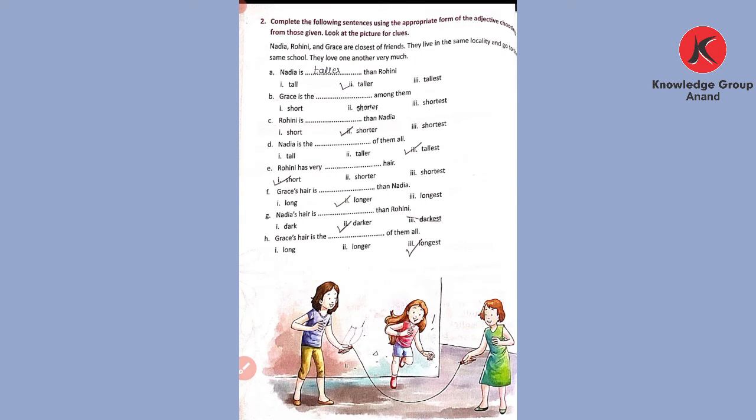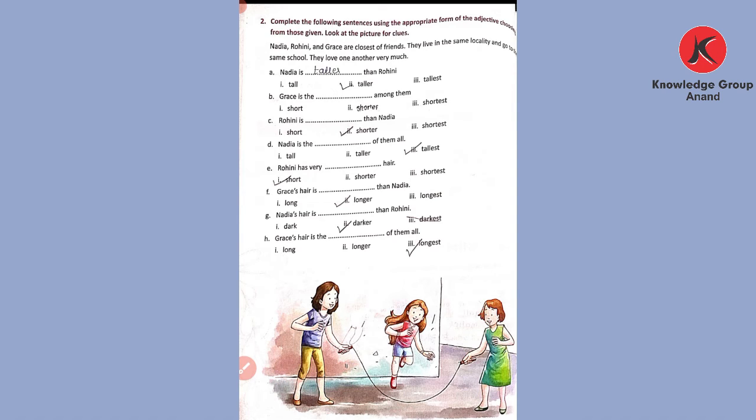Next page, exercise number 2: complete the following sentences using the appropriate forms of the adjectives, choosing from those given. Here a picture is given, three girls are playing. One has little long hair, one has very long hair, and the other one has short hair. Among the three girls, here also we are going to compare them. Nadia, Rohini and Grace are the closest of friends. They live in the same locality and go to the same school. They love one another very much.